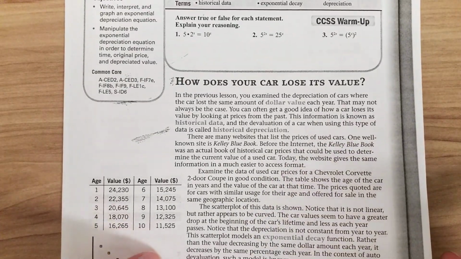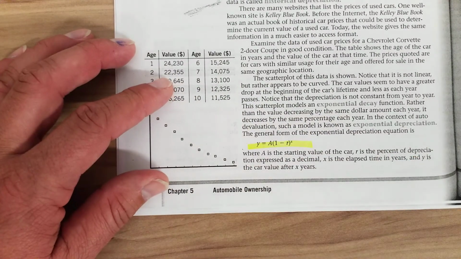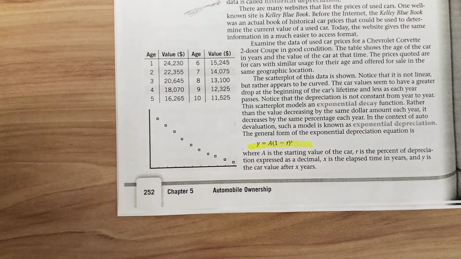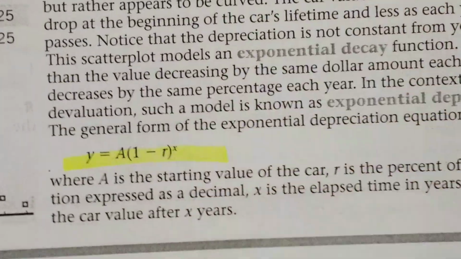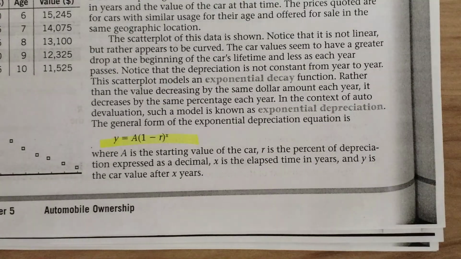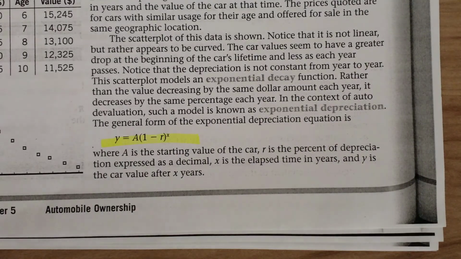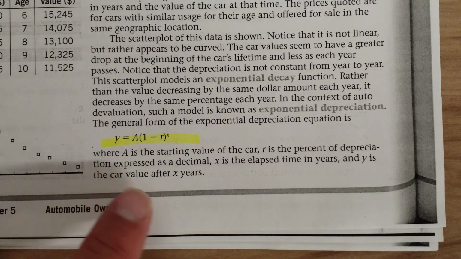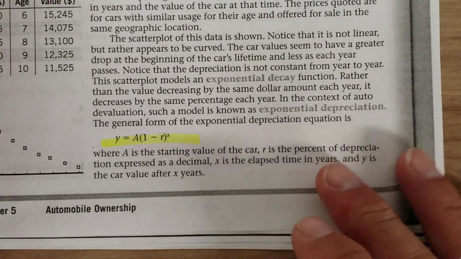do toward the end. But there is a formula for depreciation, and you may have seen this before in one of your other math classes. The formula for exponential depreciation is y equals a times 1 minus r to the x power, where a is the starting value of the car. R, of course, is the percent depreciation expressed as a decimal. X is the elapsed time in years, and Y is the car value after that many years, X number of years.